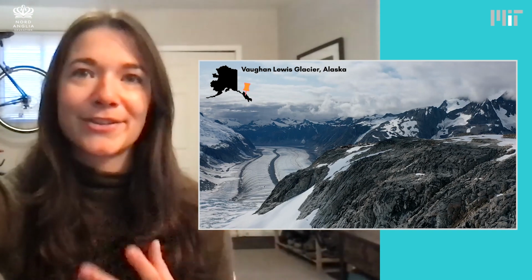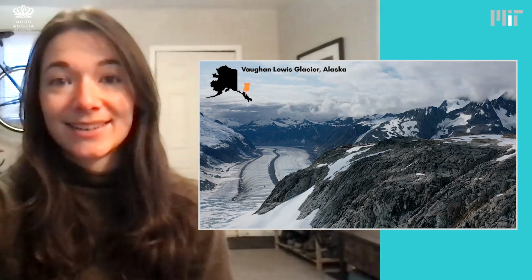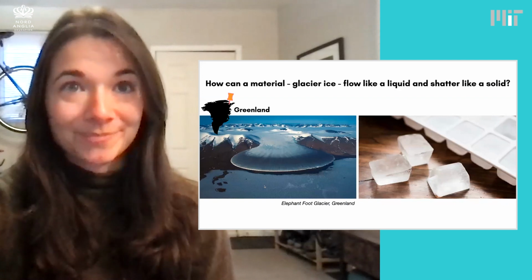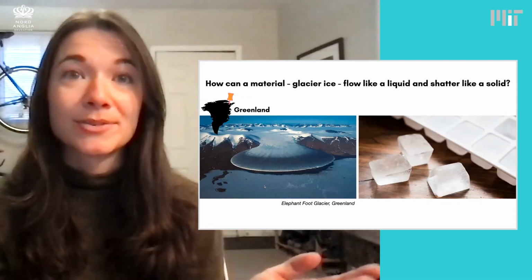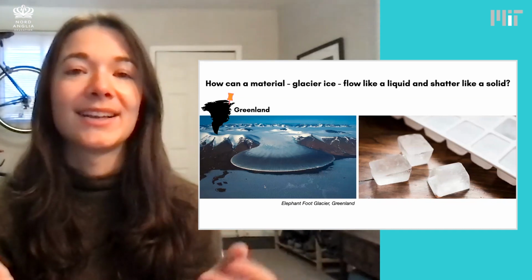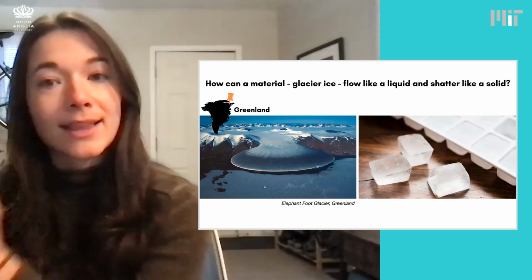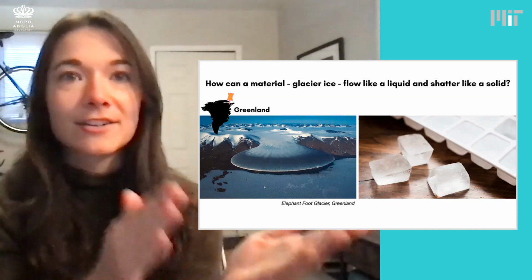This is a whole other field of research called material sciences that is really cool and something that you often aren't exposed to until college. So this motivates a ton of my work. How can a material, how can glacier ice be like a liquid flowing and shatter like a solid?